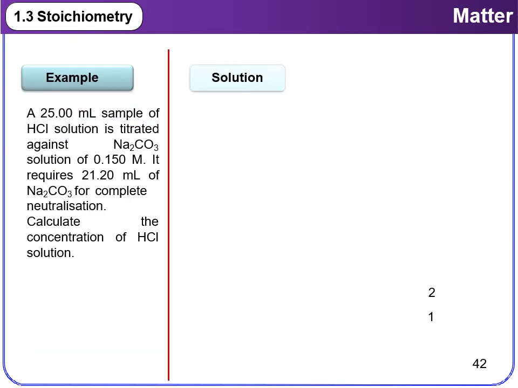Okay, so we continue with the last example before we end this video. 25 ml of HCl is titrated with 0.15 molar sodium carbonate solution, with 21.2 milliliters needed to complete the reaction. Now we want to calculate the concentration of HCl, which means we want to calculate MA.